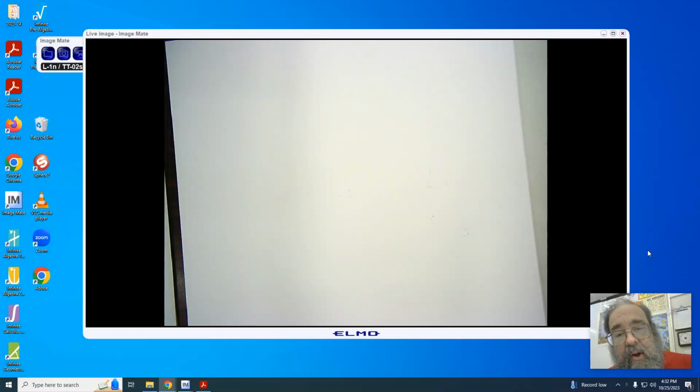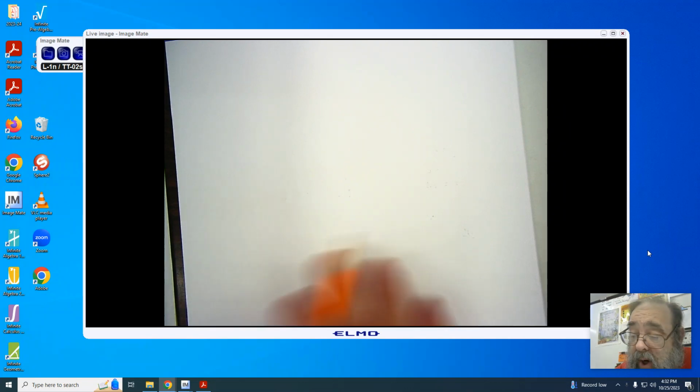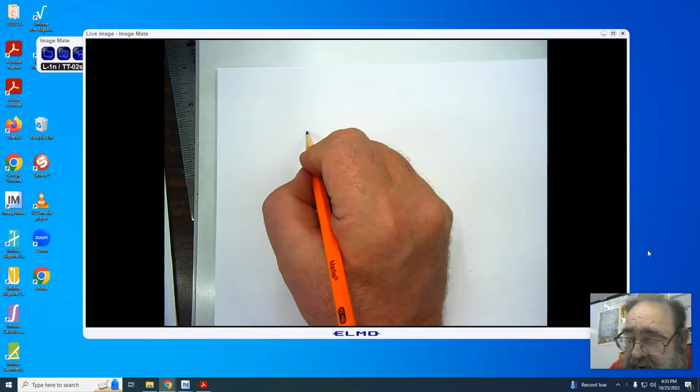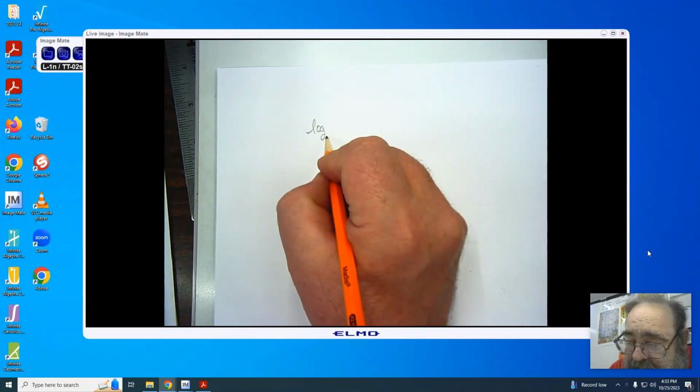Today we're going to be taking a look at finding x-intercepts both with a calculator and without. We're going to start off by just reminding ourselves that we do have something called a change of base formula that we are often using.